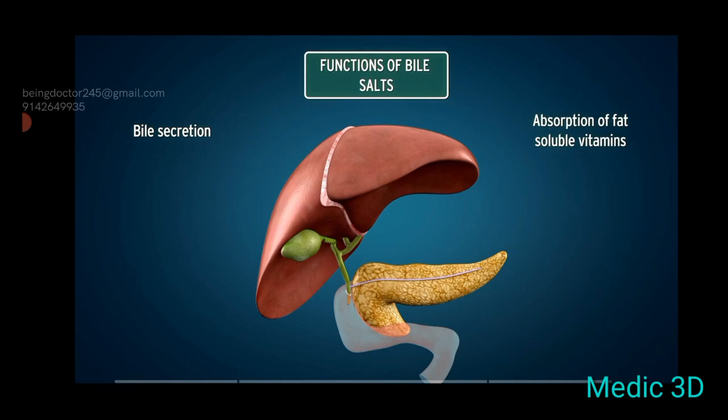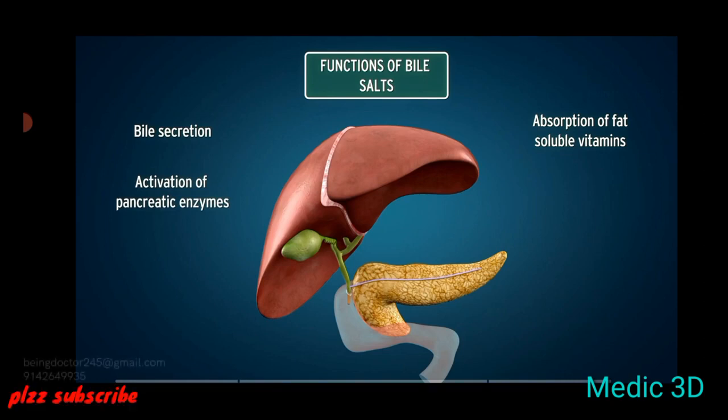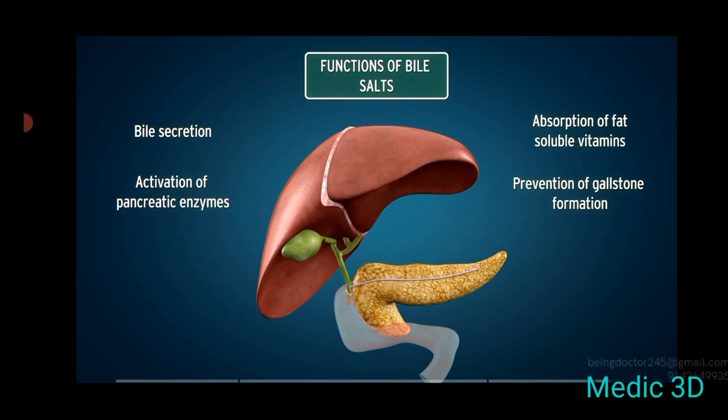Absorption of fat-soluble vitamins. Bile salts facilitate the absorption of fat-soluble vitamins A, D, E and K. Hence, in obstructive jaundice, features of deficiencies of fat-soluble vitamins develop. Activation of pancreatic enzymes. Bile salts activate pancreatic lipase. Prevention of gallstone formation. Bile salts along with lecithin solubilize cholesterol. Thus, they prevent the formation of stones in the gallbladder.